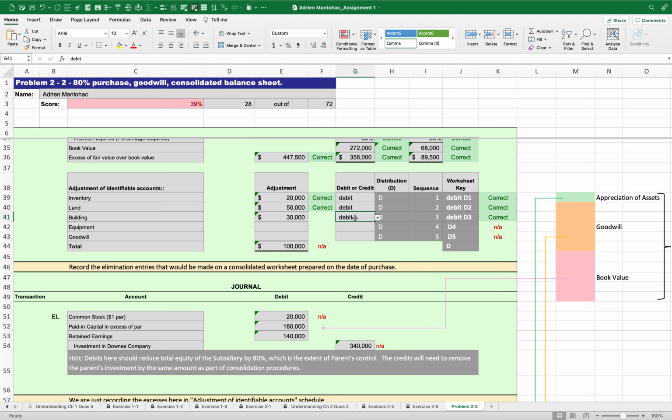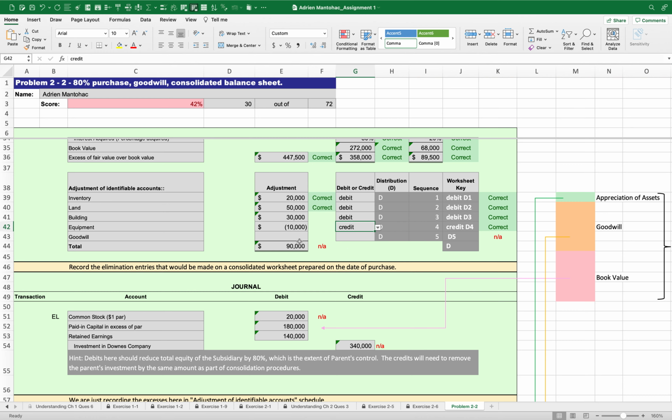Equipment was previously valued at 110,000, and now, in the implied price that we have paid, it's 100,000. So we kind of lost money there for equipment. It went down 10,000 bucks, right? So minus 10,000, it went down. How do you reduce the value of an asset? You credit the asset, right? So I must credit the asset 10,000.